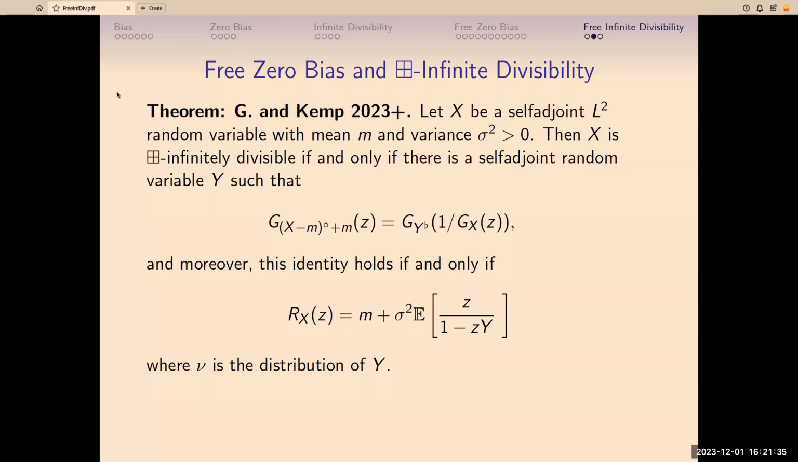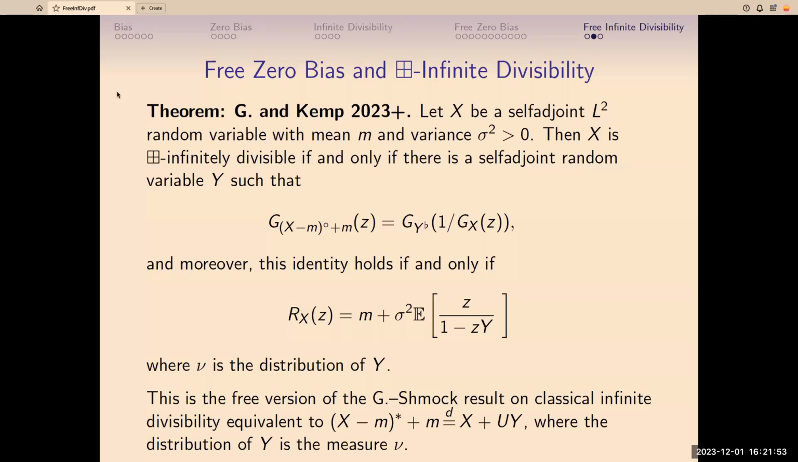Furthermore, the same as in the classical case, we were able to identify what this Lévy measure is, which hadn't been identified before. It's the distribution of this Y, in the same way that it was identified in the classical case, if you call that probabilistic. So this is, in a sense, the free version of this other result that I did jointly with Uwe Schmock, which gives a meaning to what the Lévy measure is. Here again, we see the same kind of effect.